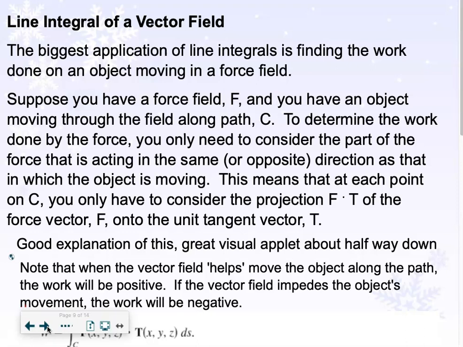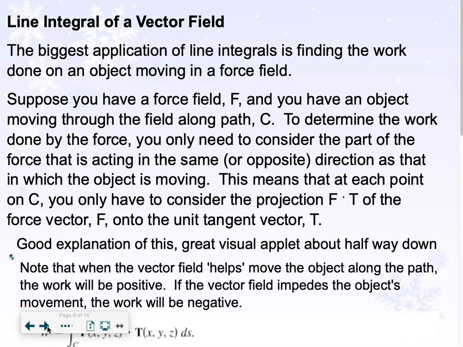All right. So suppose you have a force field, a field of forces, and we call it F. And you have an object moving through that field along path C. To determine the work done by the force, you only need to consider the part of the force that is acting in the same direction in which the object is moving. So what ends up happening is you end up considering the dot product of F times T.